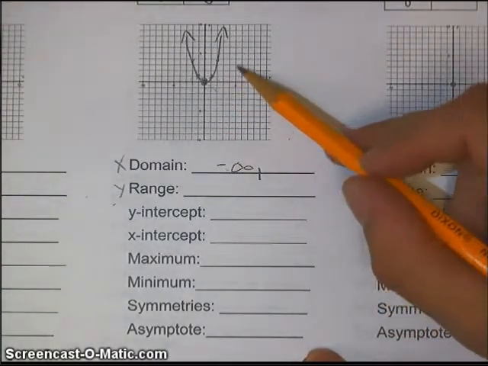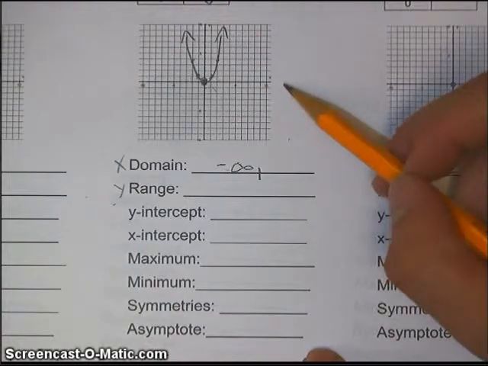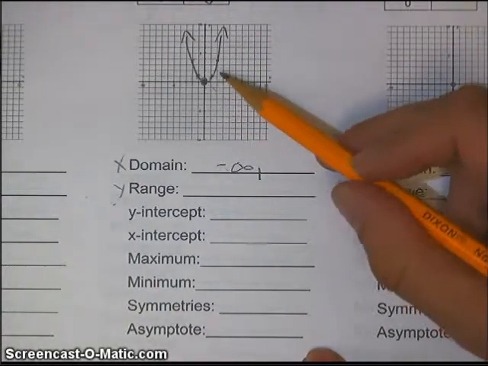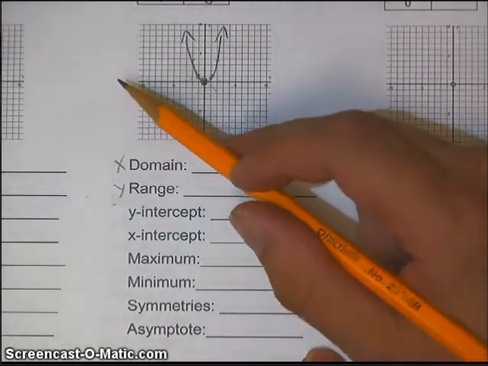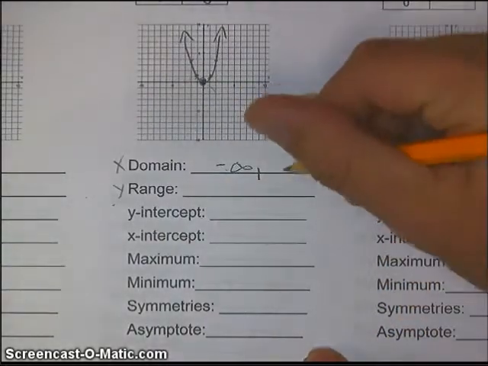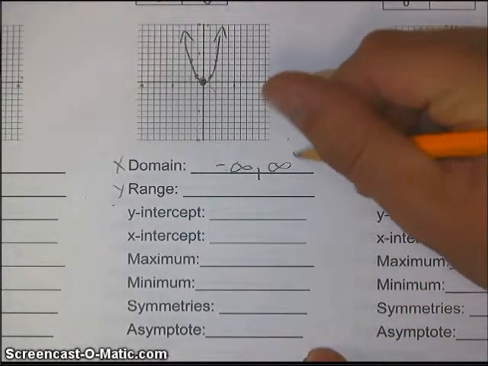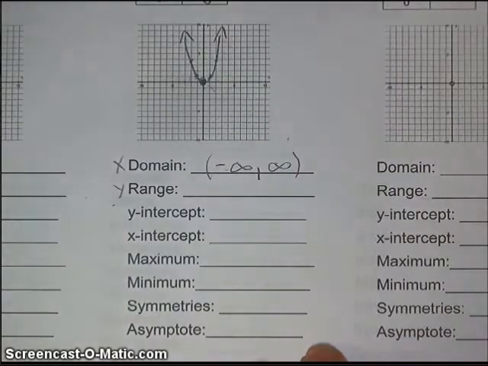And it does the same thing on the right. It's going up and to the right forever. So the question, how far left? It goes to the left forever, and it goes to the right forever. So this is all real numbers. So we'll put those in parentheses.